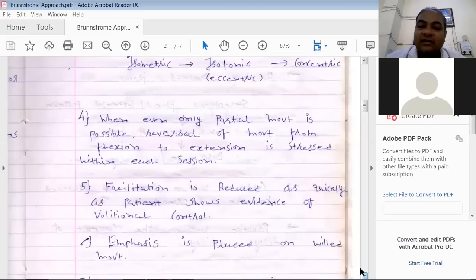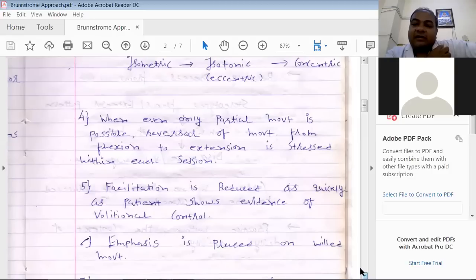What does that mean? When even only partial movement is possible, it means there is no total full shoulder flexion. It only initiates from the shoulder, either in shoulder elevation or shoulder abduction. When just initiating the movement, the partial movement is possible. Then what do you have to do? We have to also train from the same position. You have to train the reverse movement, meaning shoulder elevation and abduction.